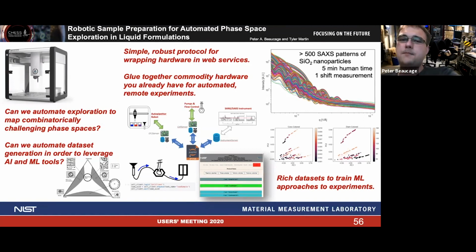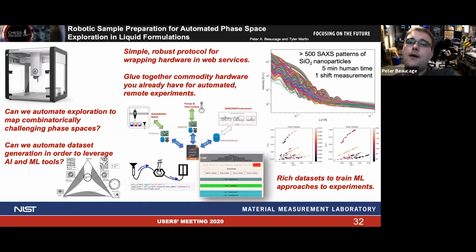Hi, I'm Peter Bocage from NIST, and my poster focuses on a program that we have in building the hardware to let us do machine learning enabled phase space exploration for liquid formulations. So we're working to understand things like nanoparticles, like even really simple systems like soap, water, oil, and salt can have incredibly rich phase behavior.